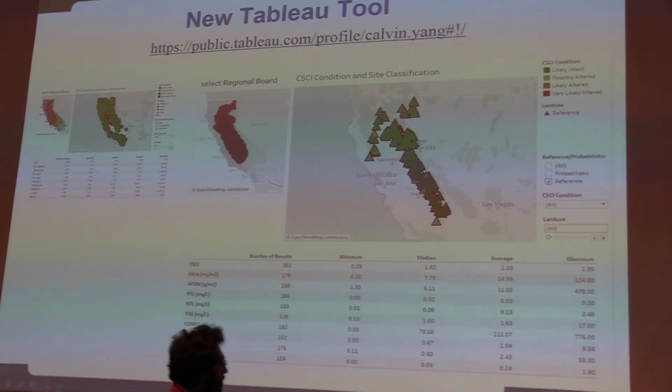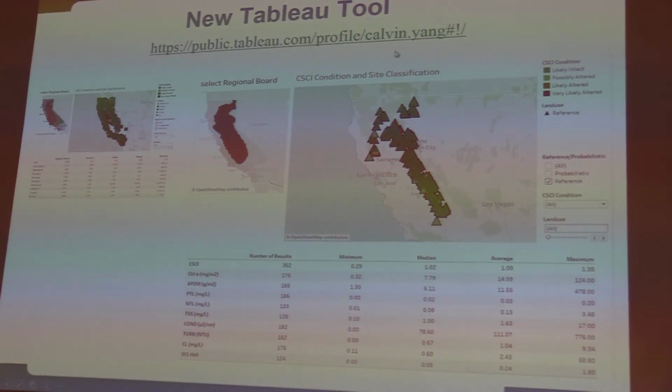So what you do is you use this first map to select by regional board to filter the data. And then this map populates based on what you select, or it displays the data that you select. And then on the right is the legend of what the different colors and symbols mean.